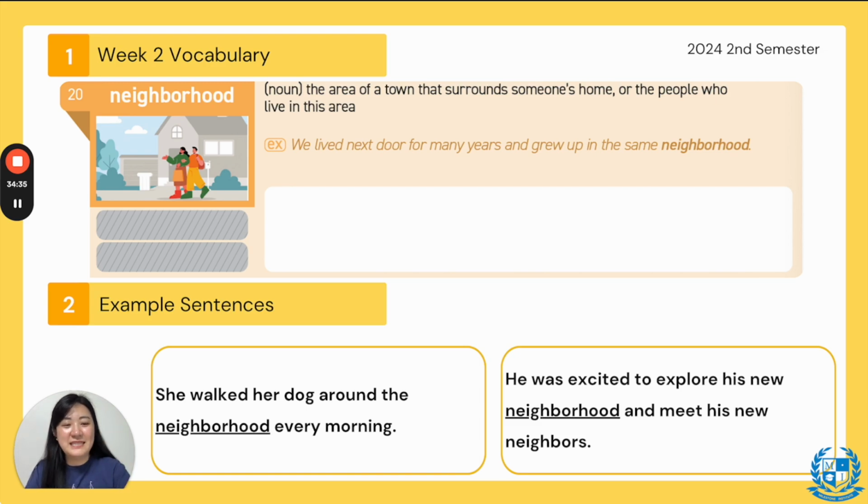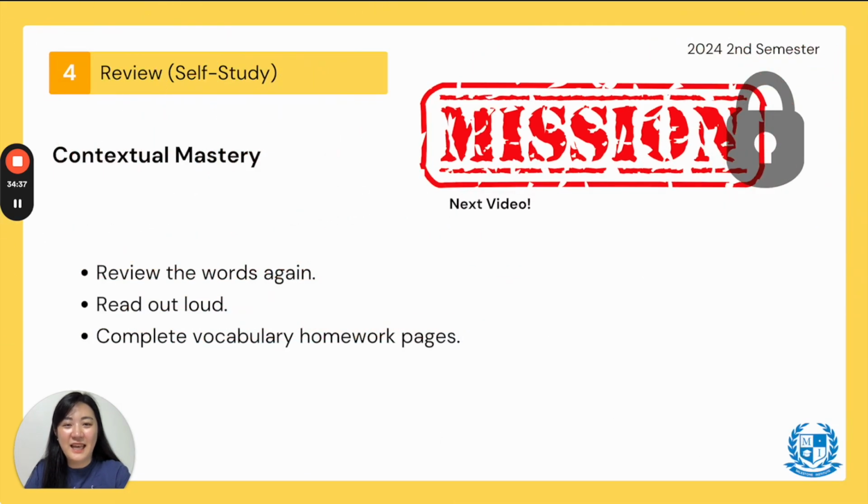Oh my goodness. Missions in our next video. And now it is time for you to review and self-study. Please review all the words again, read it out loud, and complete your vocabulary homework pages on 19 and 20. And don't forget to please write down the example sentence.